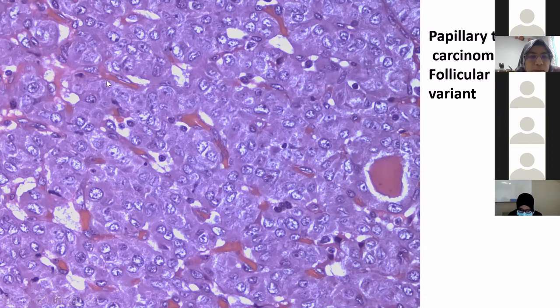So this area is a bit different because it's more solid as compared to the other side just now, which was more microfollicle. But you can appreciate the nuclear irregularity, nuclear grooving, and some of the cells show nuclear clearing. However, we hardly see any intranuclear inclusion. So the morphology is more of the same as in the cytology smear just now. We hardly see any pseudo-inclusion in this case.